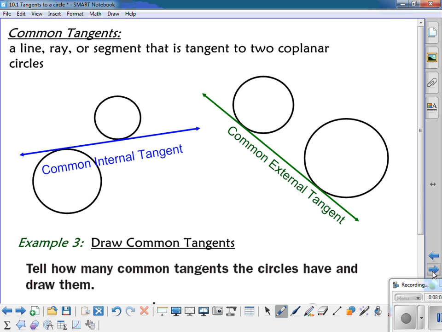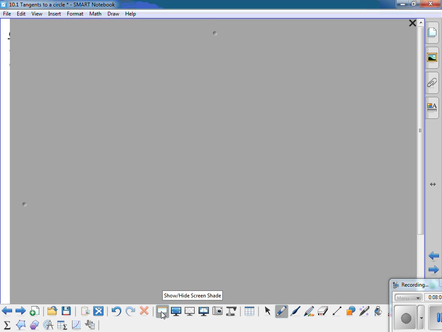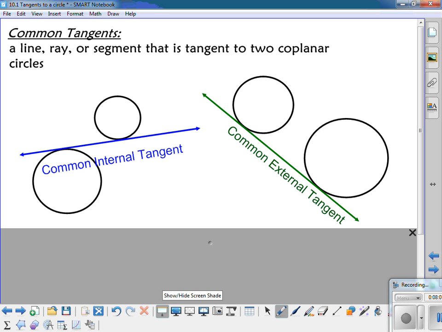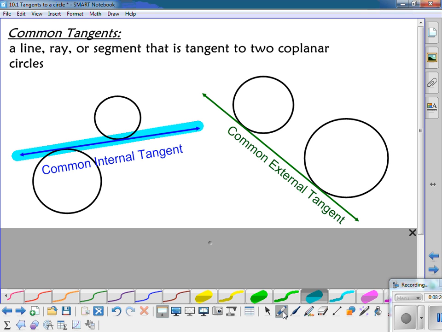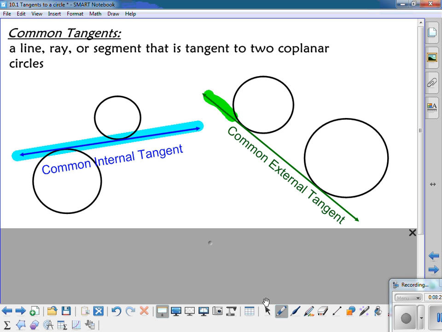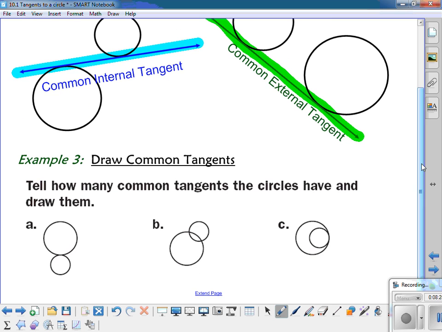All right, and then we can have common tangents. It can be a line, a ray, or a segment that's tangent to 2 coplanar circles. So if it goes between the 2 circles, then it's a common internal tangent. But if it stays on the outside of the circles, it's a common external tangent. So if we look at these figures here, we want to see how many common tangents the circle has.